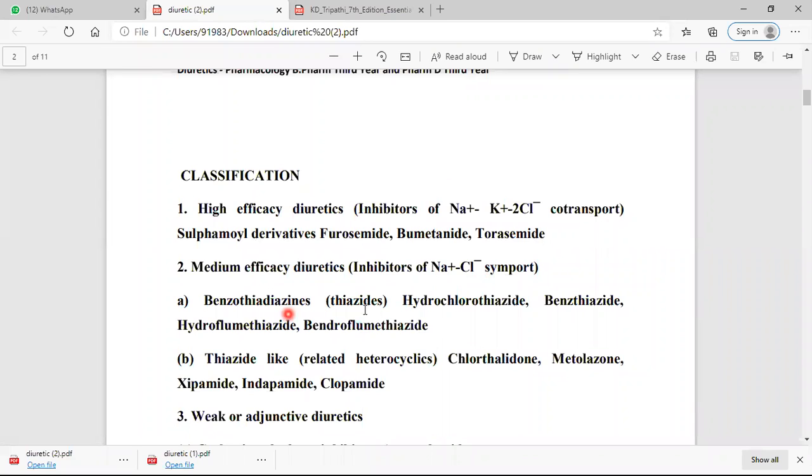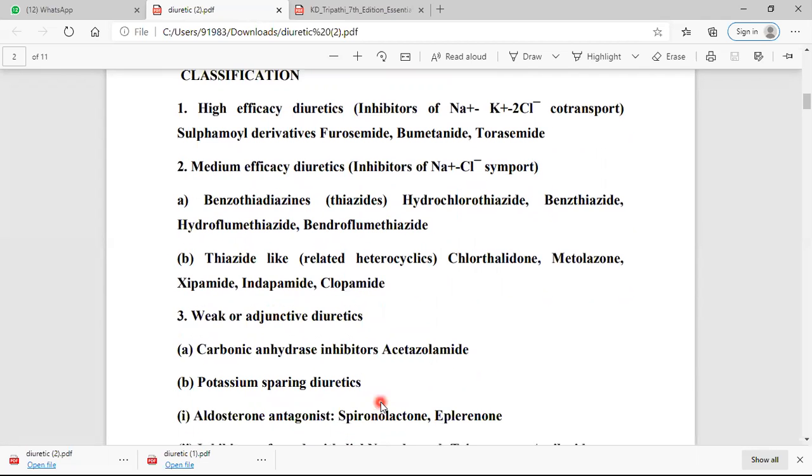Examples are the thiazides, which are sulfonamide-like compounds: hydrochlorothiazide, benzthiazide, hydroflumethiazide, bendroflumethiazide. These are the first category. The second category is thiazide-like diuretics: chlorthalidone, metolazone, xipamide, indapamide and clopamide.